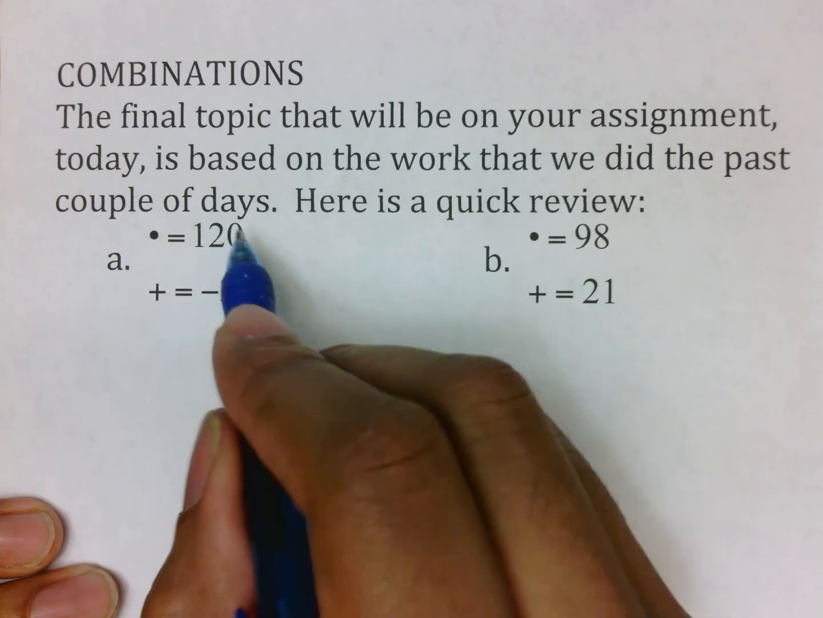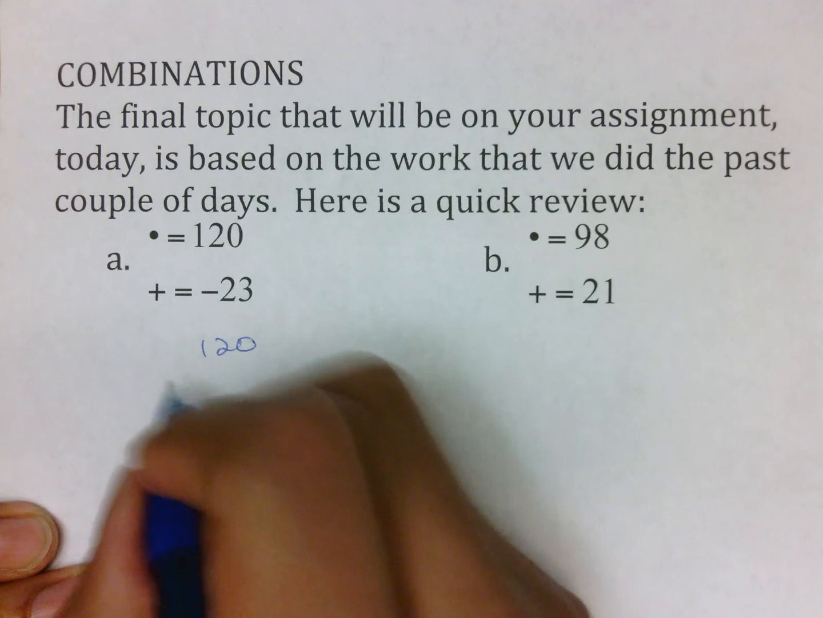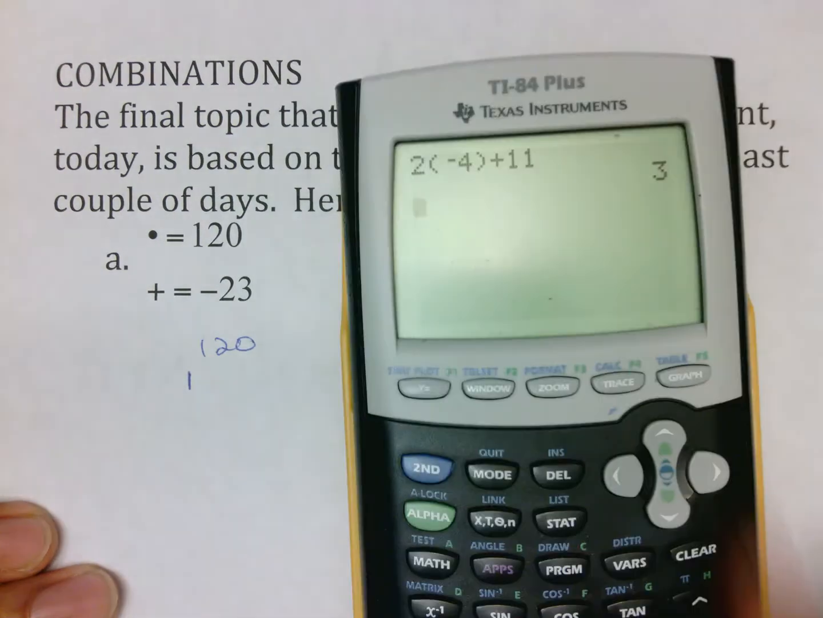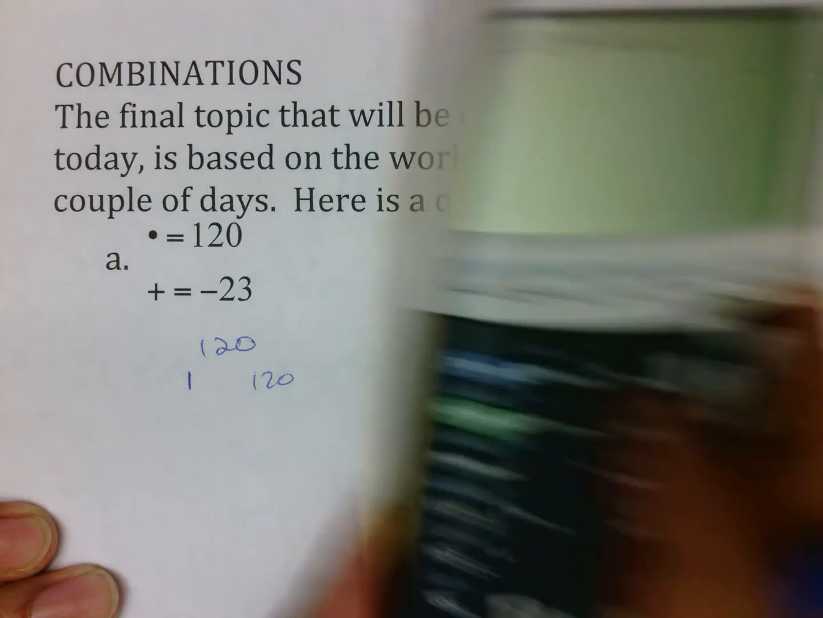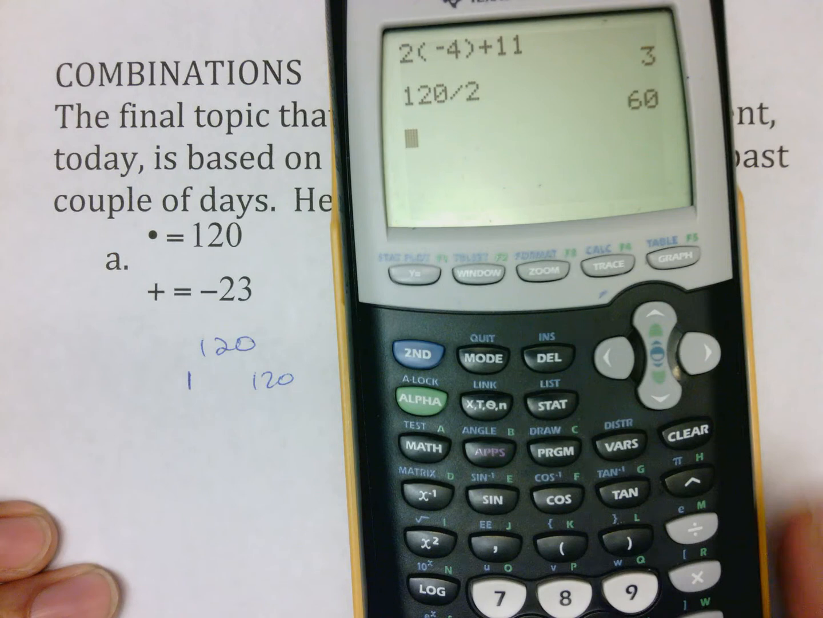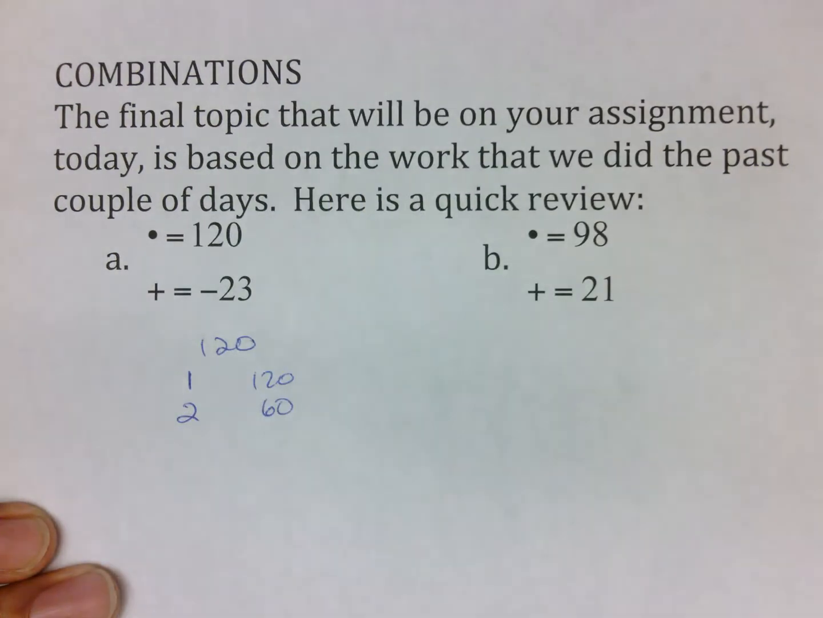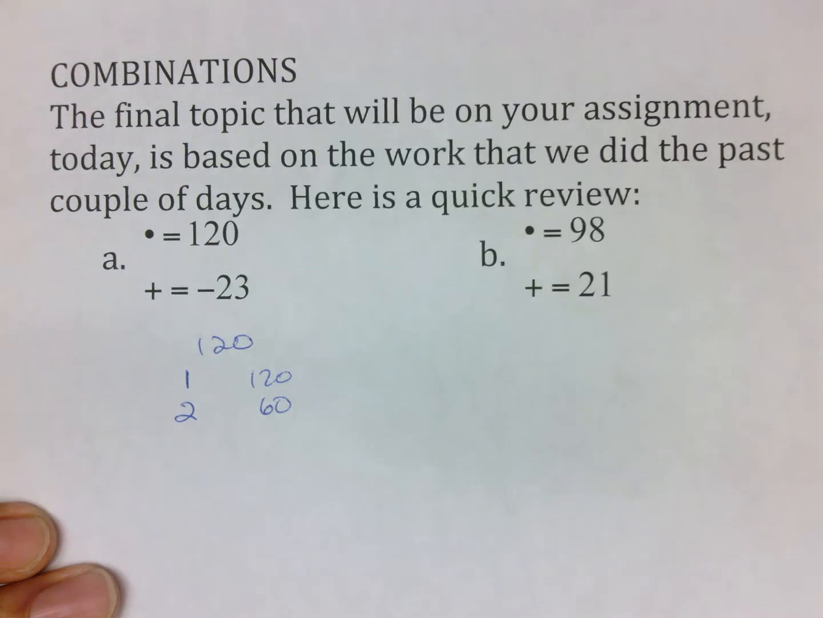Again, they multiply to be 120, they add to be negative 23, and so we made a tree for 120. The way we made the tree was we started with 1, and we asked ourselves 1 times what makes 120? Of course, it's 1 times 120. And then we said 2 times what? So we did 120 divided by 2. We got the answer of 60, which meant that my second part was 2 and 60. Then we did 120 divided by 3, and we get the answer of 40.